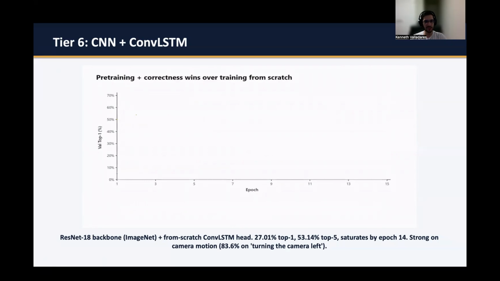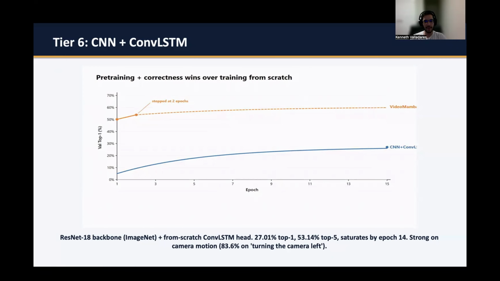So the headline number is a 27.1% top 1. And that is pretty surprising actually. It did pretty well compared to the other models, especially after 15 epochs, which is about 4 times better than the TSM with a similar training budget. So it was surprising to see this model perform so well as a CNN.